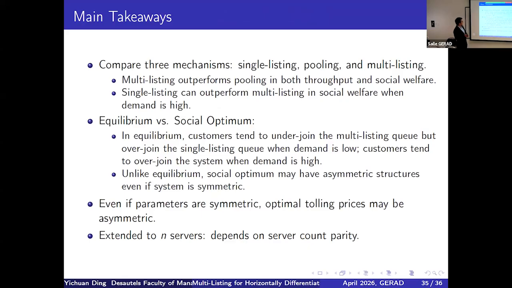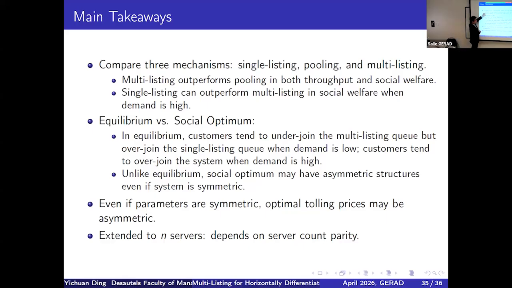So the main takeaway, right? We compare the 3 different mechanisms: single listing, pooling, and multi-listing. If the planner, the manager, is solely interested in throughput rate, then we always say multi-listing is the best. You should choose it. However, if you care about the social welfare or revenue maximization, then single listing can sometimes beat multi-listing. It can beat multi-listing when the system is congested and you have to scare people away, right? Then you will choose single listing.